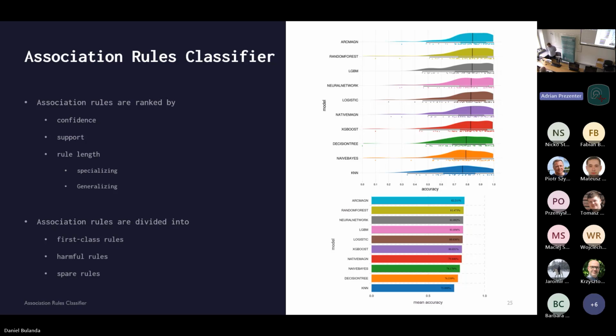It seems that for data sets which have a high class imbalance and a lot of rare patterns inside, this classifier is very, very good. It achieves a performance comparable to other state-of-the-art models, because those results don't necessarily state that our classifier is the best. They state that this classifier is on par with other state-of-the-art classifiers.